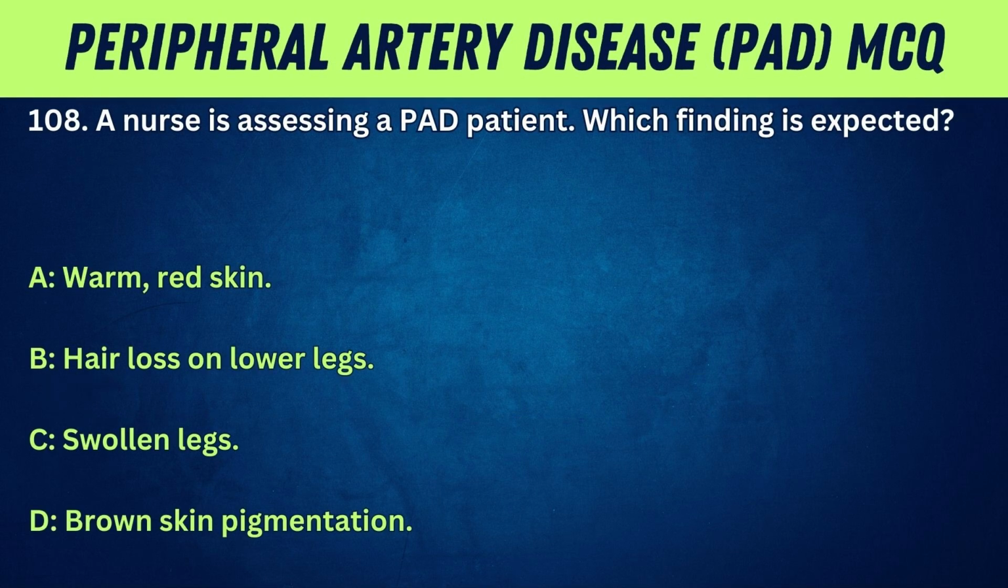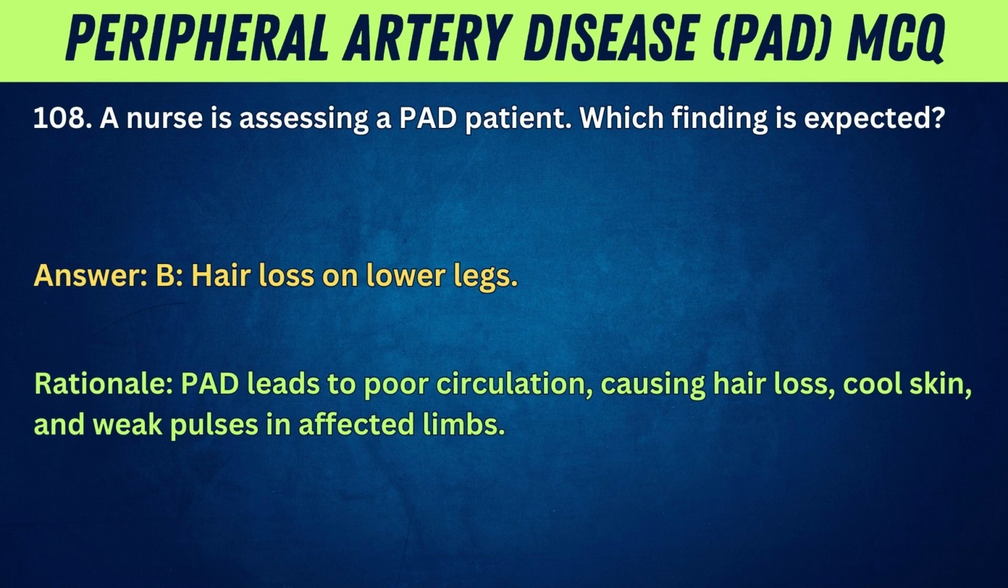108. A nurse is assessing a PAD patient. Which finding is expected? A. Warm, red skin. B. Hair loss on lower legs. C. Swollen legs. D. Brown skin pigmentation. Answer: B. Hair loss on lower legs. Rationale: PAD leads to poor circulation, causing hair loss, cool skin, and weak pulses in affected limbs.